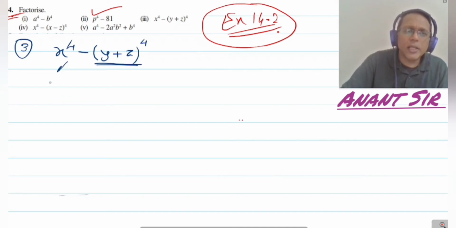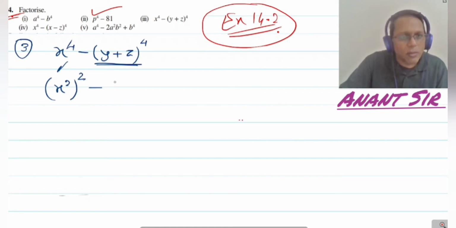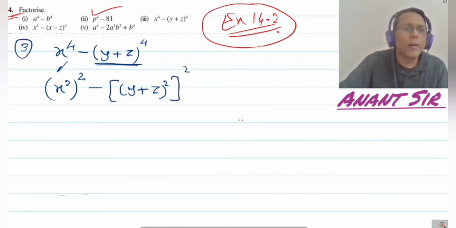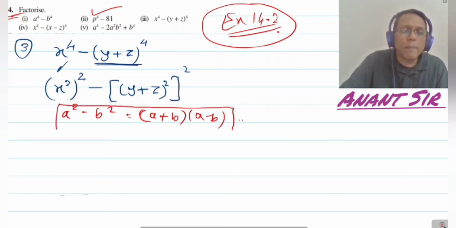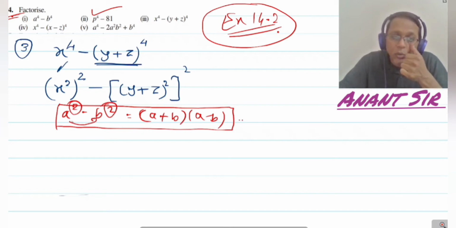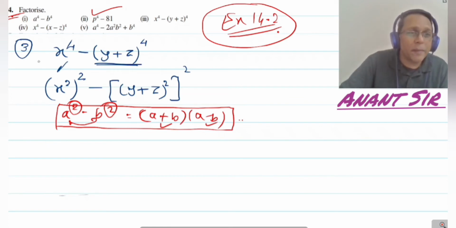How can I write this x raised to 4 as? I can write it as x square to the power 2. Similarly, I have to write this as y plus z square to the power 2. So now we are going to use the formula a square minus b square is a plus b, a minus b. So how to use the formula? Just forget about the squares and add the two terms in one bracket, and subtract in another bracket.